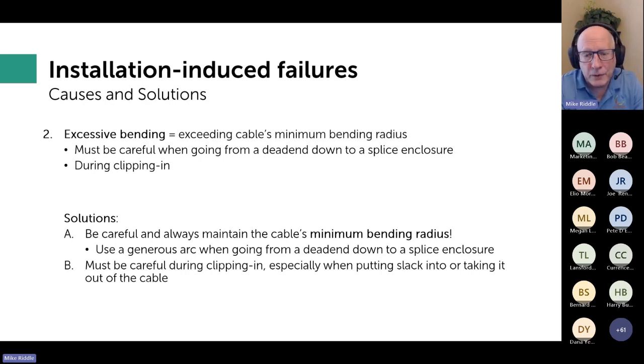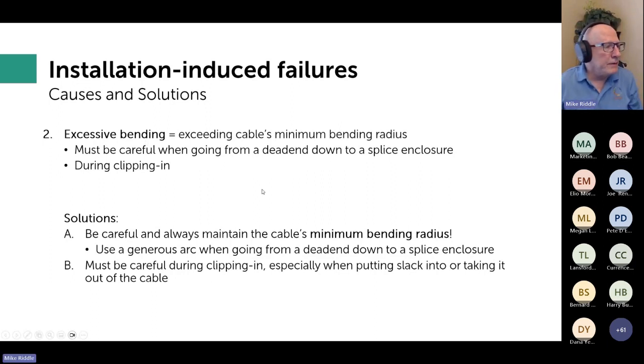And if they're not careful in the process of getting some slack into the cable so that they can move the cable into the accessory, the suspension unit, they can inadvertently exceed that minimum bending radius. So the crews need to be trained to be careful to watch for that during that process.